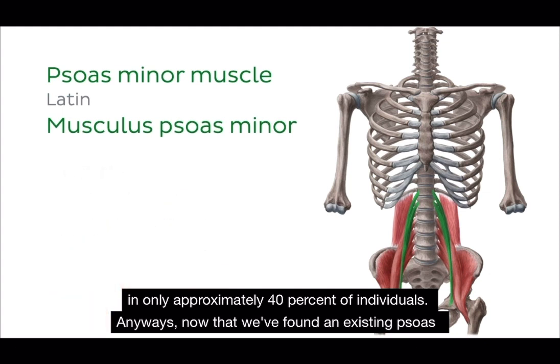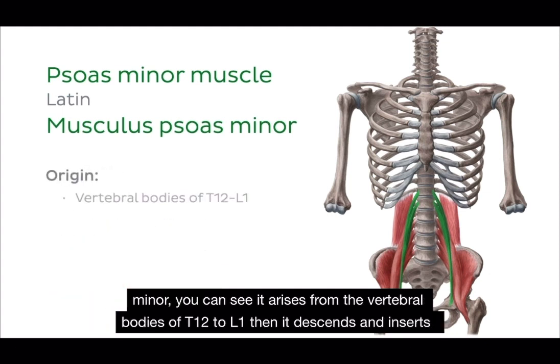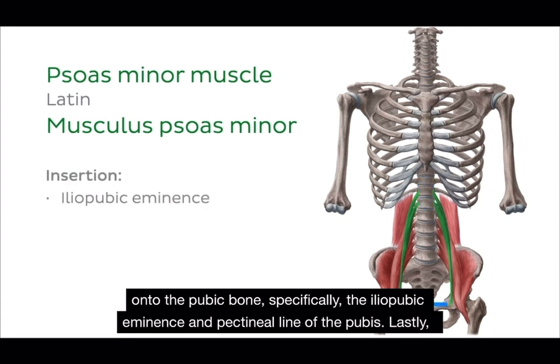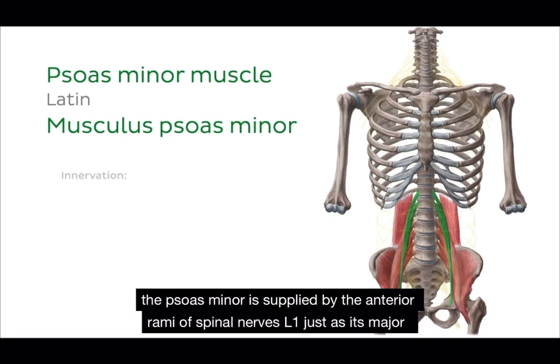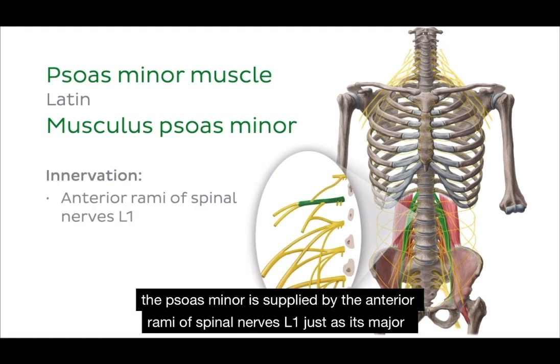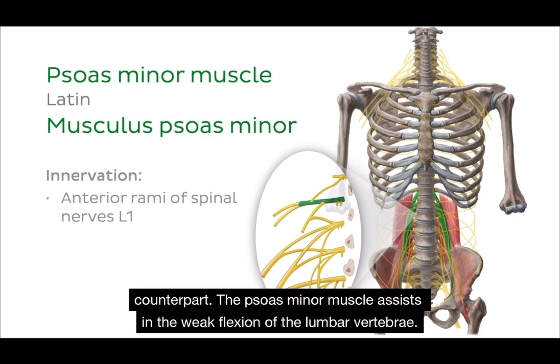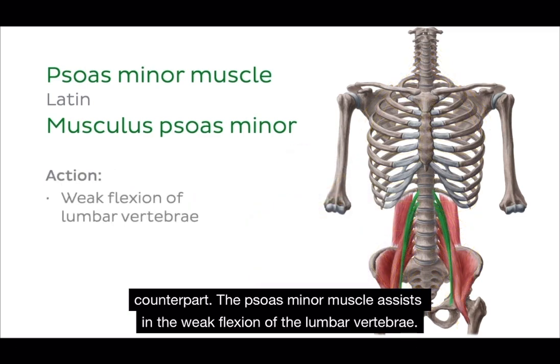Anyways, now that we've found an existing psoas minor, you can see it arises from the vertebral bodies of T12 to L1. Then it ascends and inserts onto the pubic bone, specifically the iliopubic eminence and pectineal line of the pubis. Lastly, the psoas minor is supplied by the anterior rami of spinal nerve L1, just as its major counterpart. The psoas minor muscle assists in the weak flexion of the lumbar vertebrae.